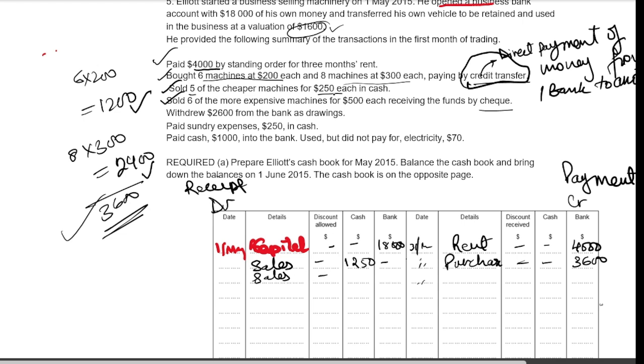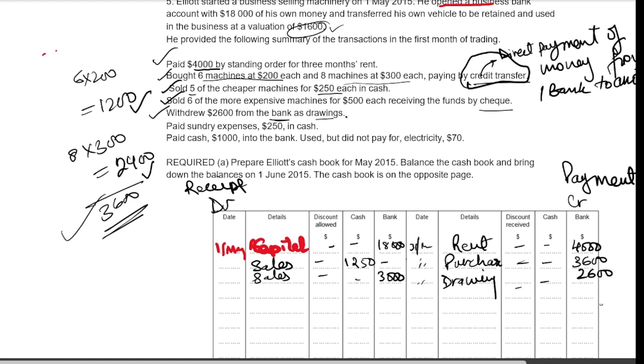And the money received, 6 times 500 is 3000, and you received it through check, so in the bank column you have to mention it. Next is withdraw 2600 from bank. The amount is paid through bank as drawing. So payment means drawing, and in the bank you have to mention 2600.